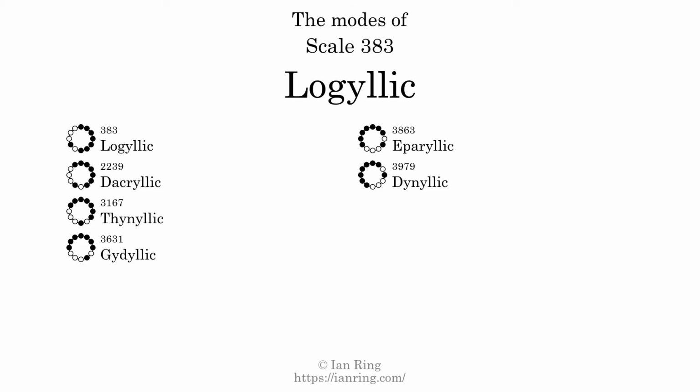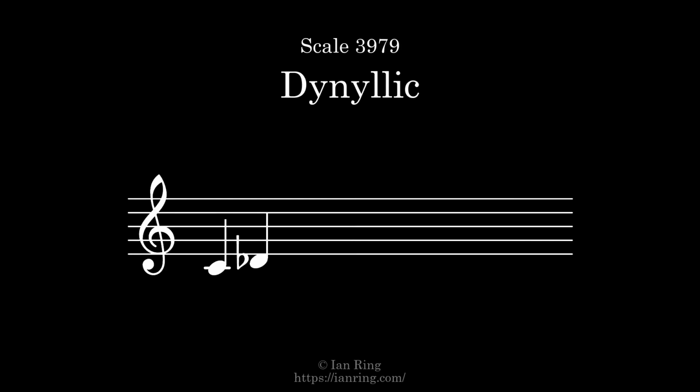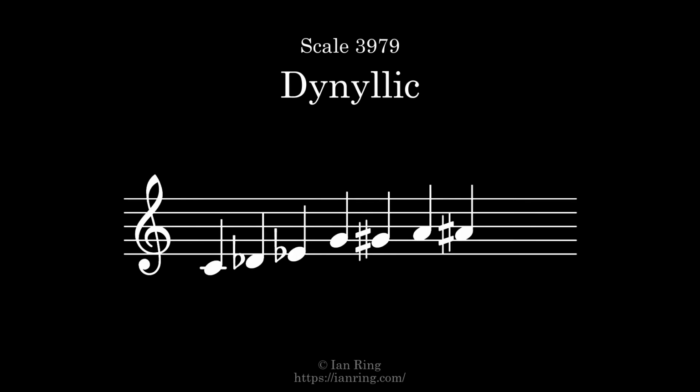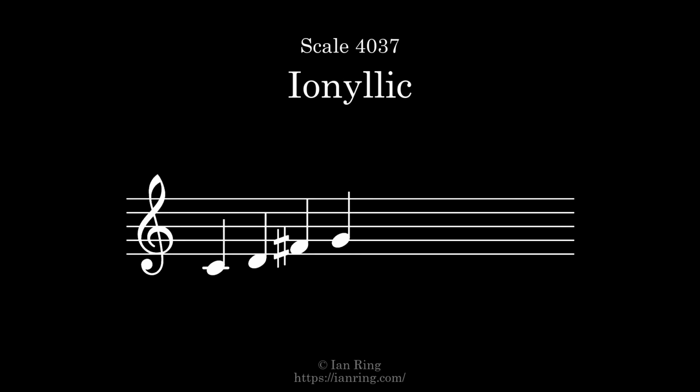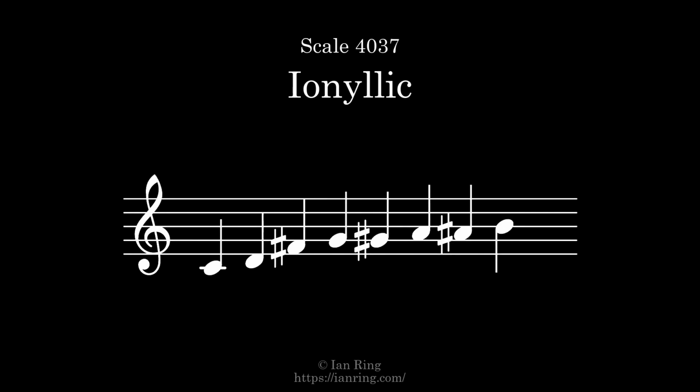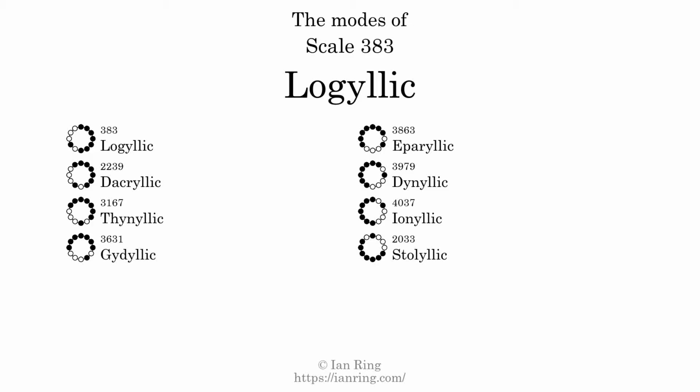The sixth mode is scale 3979, also known as Logyllic. It sounds like this. The seventh mode is scale 4037, also known as Logyllic. It sounds like this. The eighth and last mode is scale 2033, also known as Logyllic. It sounds like this.